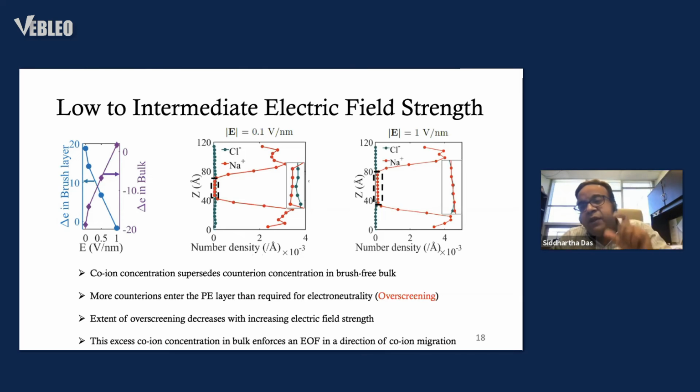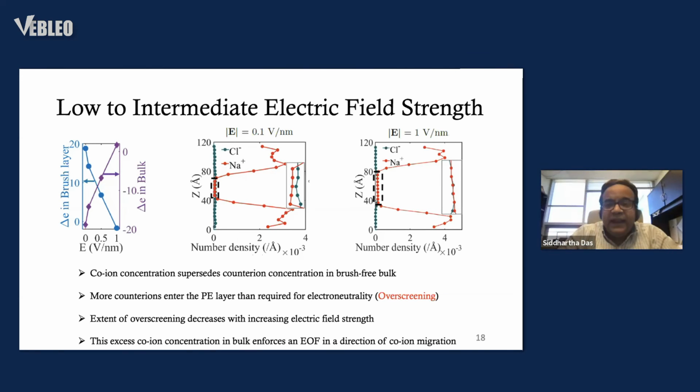As a result of overscreening, there will now be fewer positive ions in the bulk as compared to the negative ions. There are fewer counter ions than coions coming from the added salt. That can be seen from the central picture, the case of electric field of 0.1 volts per nanometer. You see the red one, the zoomed in one. That's what is happening outside the brush layer, and that is very important because that is what will dictate the flow. There you see that there are more coions as compared to counter ions.